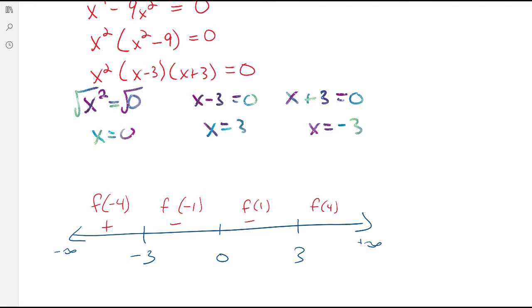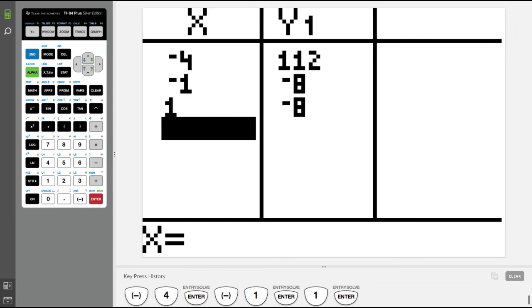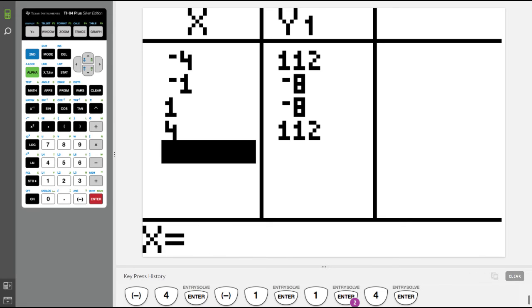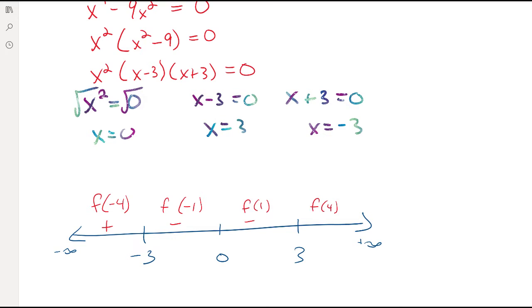Okay, 4 gives us a positive value, positive 112. All right? All right, so once again, only put your zeros on the number line, your x-intercepts, okay? All right, so what does that mean?